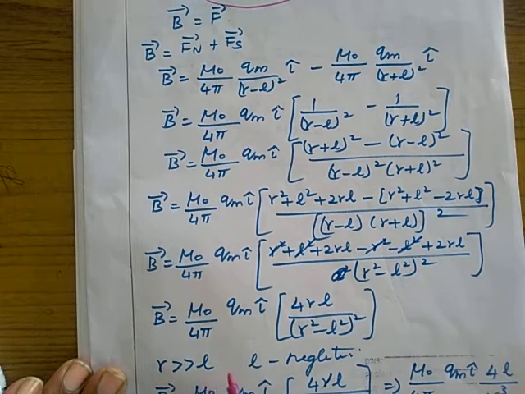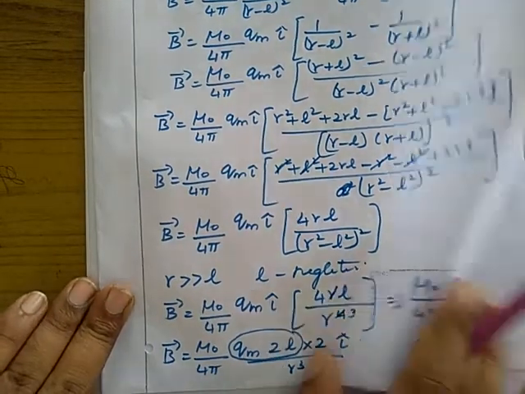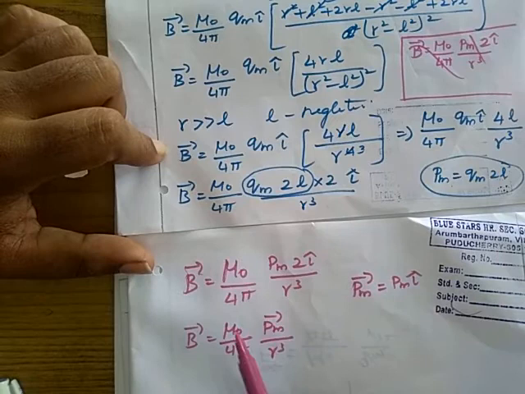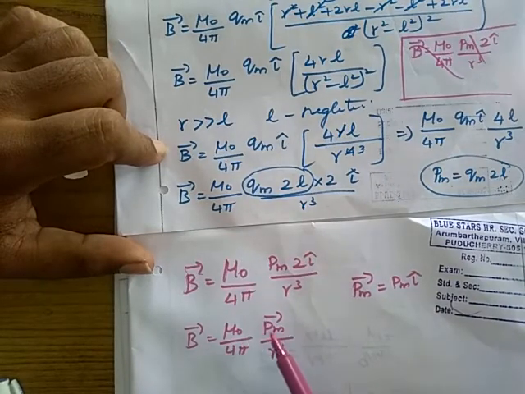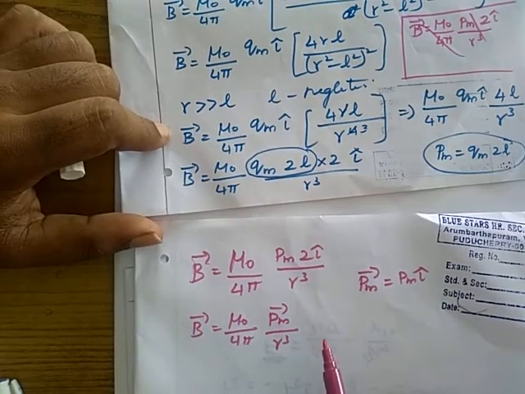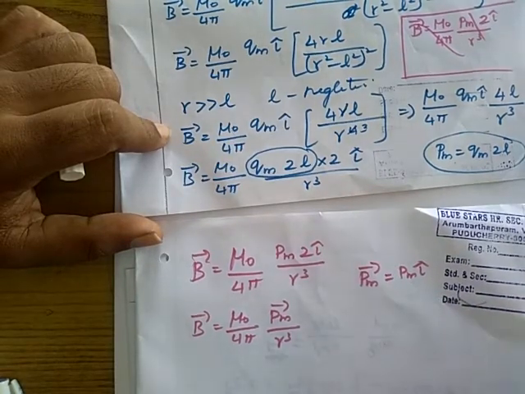Suppose we consider the point C far away from the center of the dipole, then we can neglect the L, and we get this expression. Here we substitute the value Pm is equal to Qm 2L. Then the expression becomes, after solving it, B vector is equal to mu naught by 4 pi Pm vector by R cube. It is the magnetic field experienced at a point C by a bar magnet on an axial line.